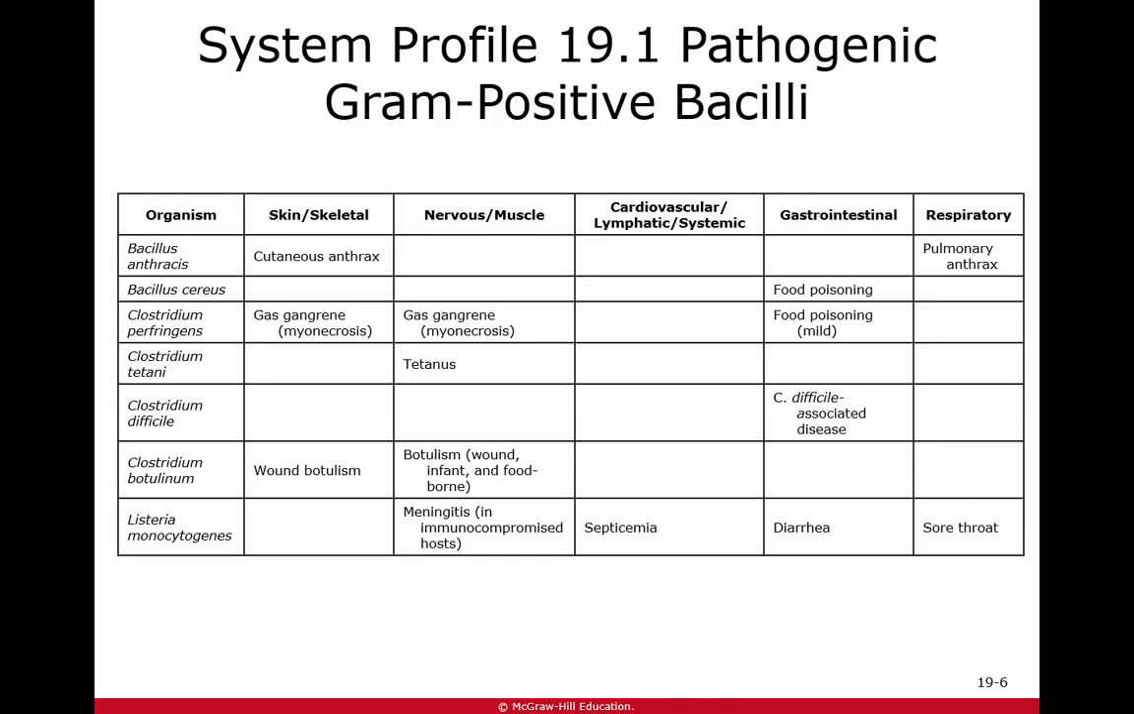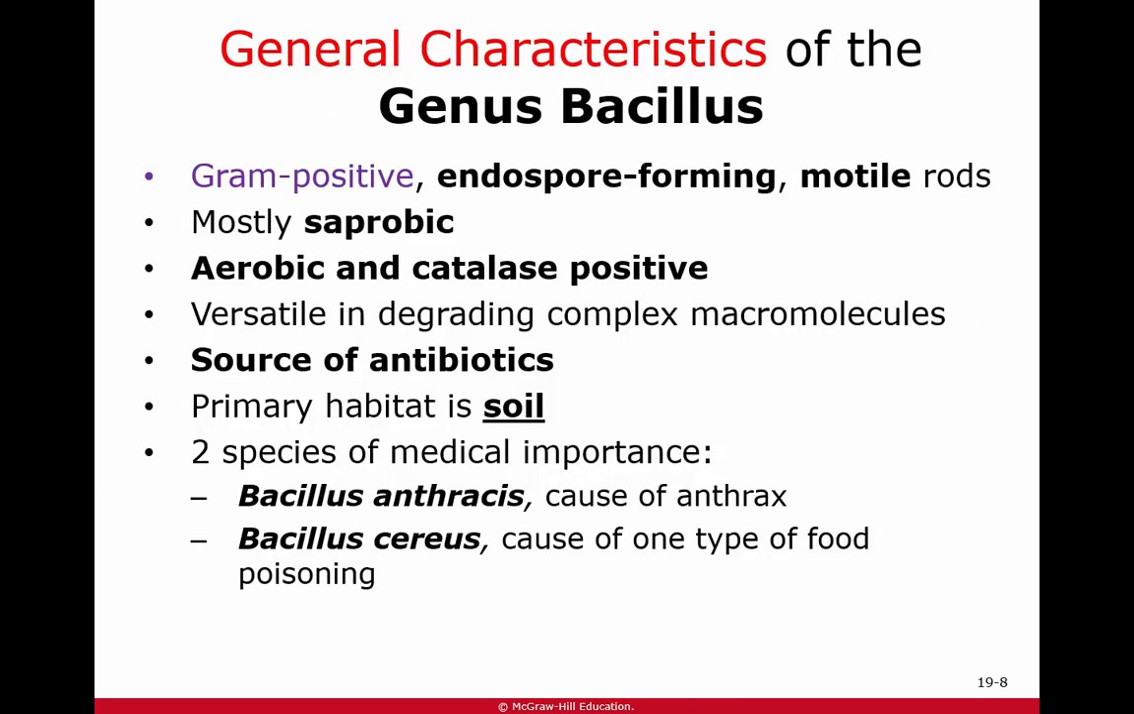It's just kind of giving you an idea of who the organism is, and which body system you would typically see the issues in. So for example, Bacillus anthracis, you typically are going to see in the skin and skeletal system, whereas if it's in the respiratory system, it's called pulmonary anthrax. So again, I think these charts are great, and they help to focus you on the individual organisms, and where they typically cause problems.